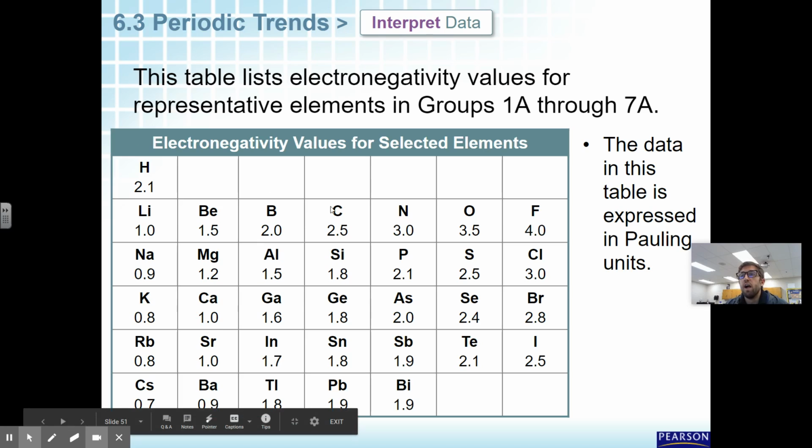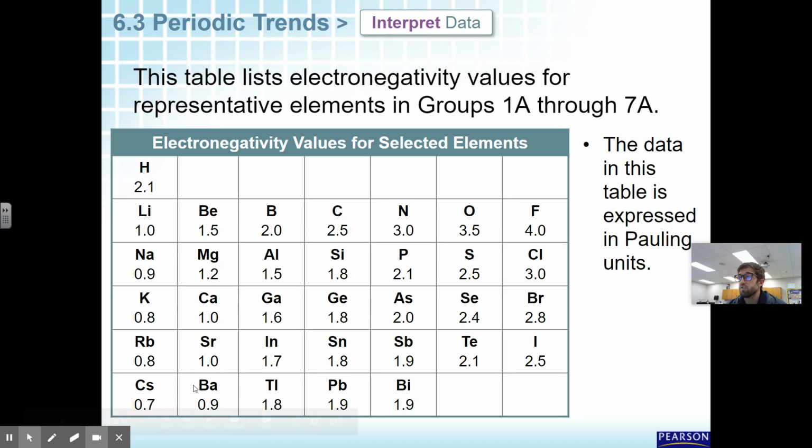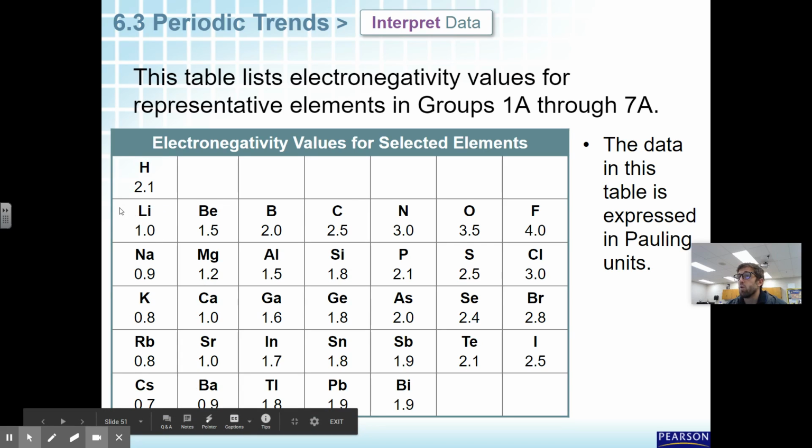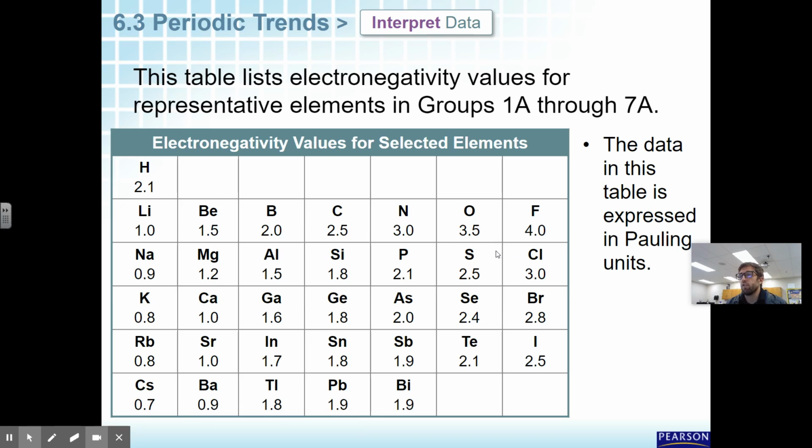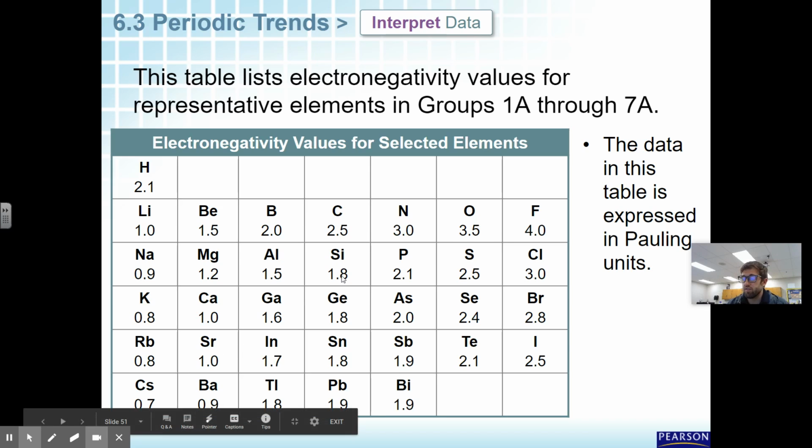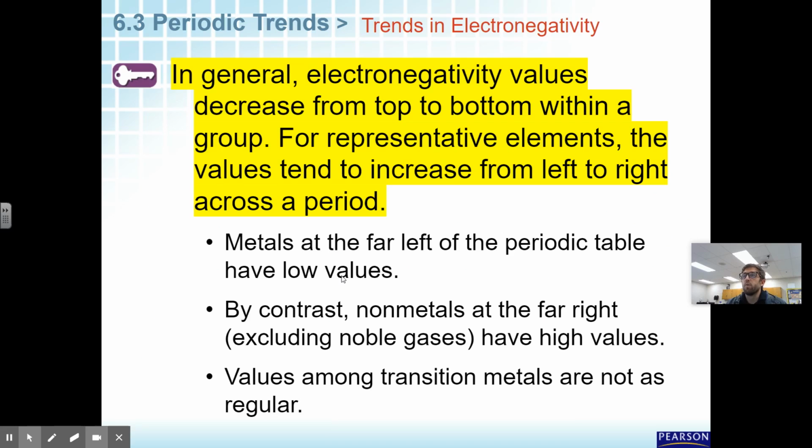As you can see here, the top right has the higher electronegativity values, and the bottom left has the lower values. That might help you figure out the trend. As you go left to right, it increases. As you go down, it decreases. Fluorine has the highest, oxygen is the second highest, and chlorine and nitrogen have the third highest, whereas cesium has the lowest. So here's the trend: electronegativity values decrease from top to bottom, and they increase from left to right across the period.